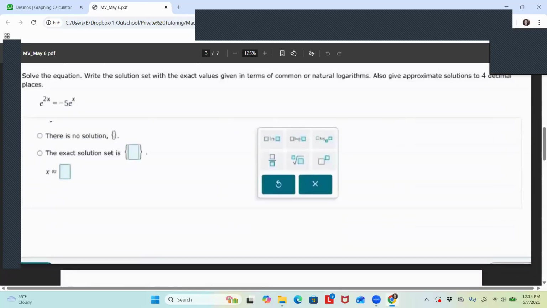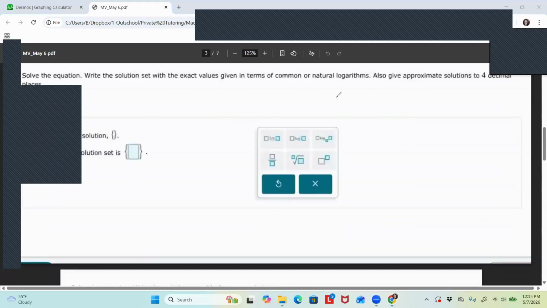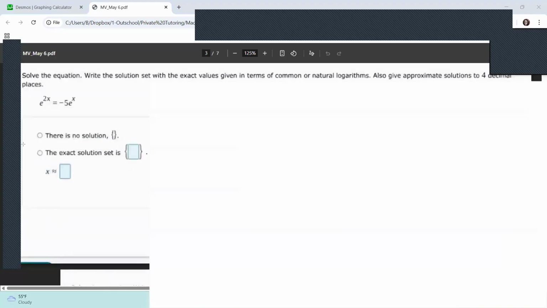Number 3, solve. Okay, let me get paper. E to the 2x equals negative 5 e to the x. Okay, well, I'd love the e's to be on the same side, so I'm going to divide e to the x. Divide e to the x. You know there's a 1 here.